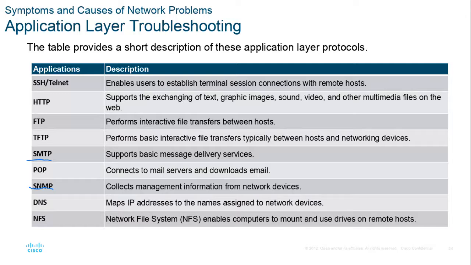DNS is our Directory Information Operator of the Internet. You type in netacad.com, and it translates that into the actual IP address that needs to be used. Network file system is a system used by Unix and Linux machines that's similar to server message block on Microsoft machines, allowing you to connect to a shared drive or a shared printer.